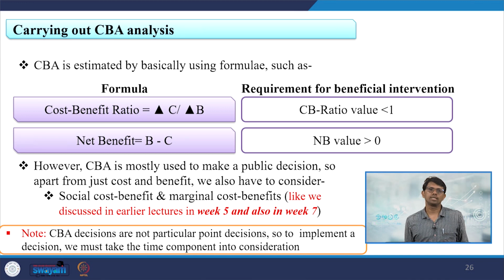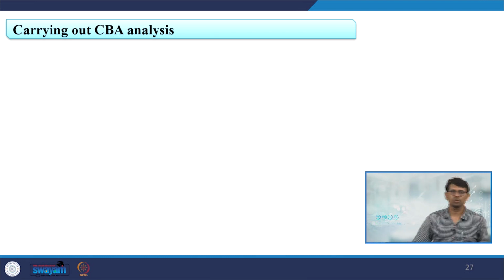CBA is mostly used to make public decisions. Apart from just cost and benefit, we also have to consider social cost benefit and marginal cost benefit, which we discuss in the lectures of week 5 and also in week 7. Please note that CBA decisions are not made at a particular point in time. To implement a decision, we must take the time component into consideration as well.